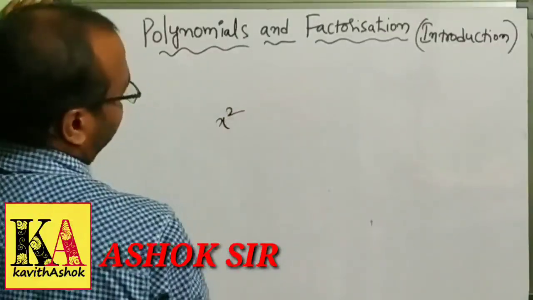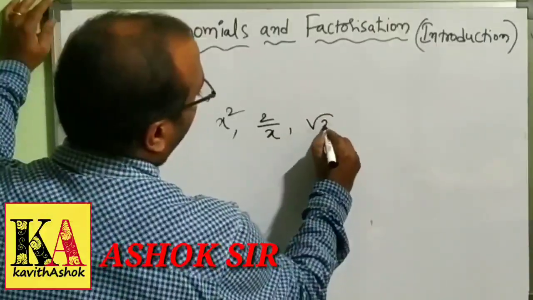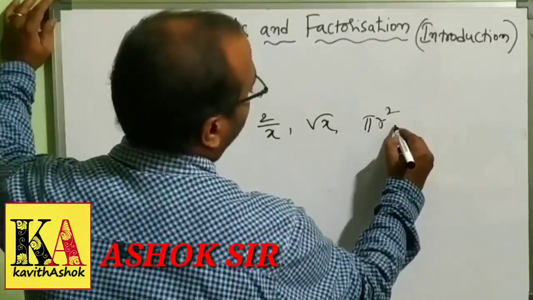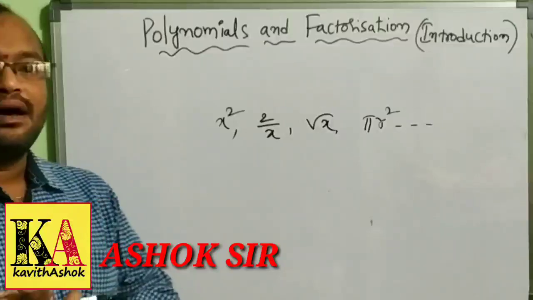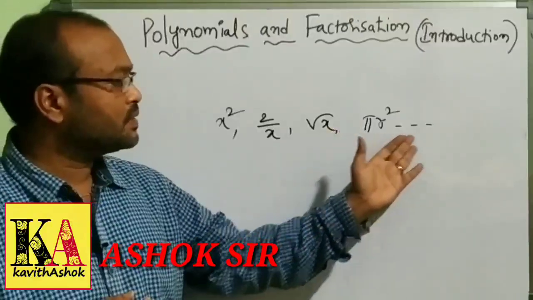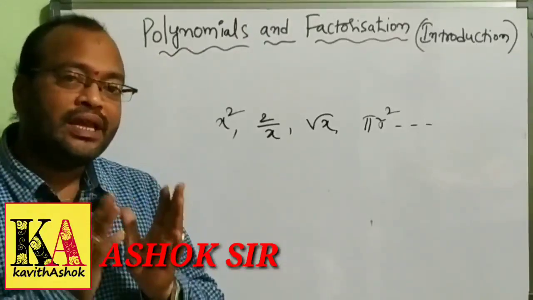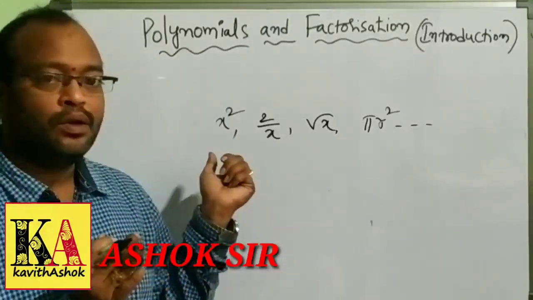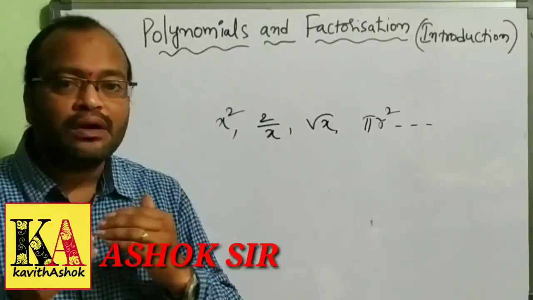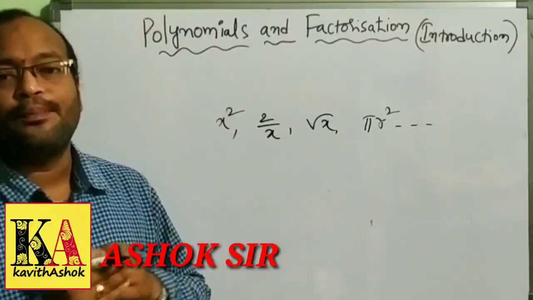x square, 2 by x, root x, pi r square, and so on. These are all algebraic expressions. So many types we can get in expression form. When will an expression become a polynomial? That is our primary point. So to find out whether an expression is a polynomial or not, we will define the polynomial first.